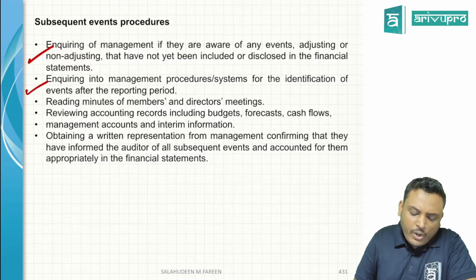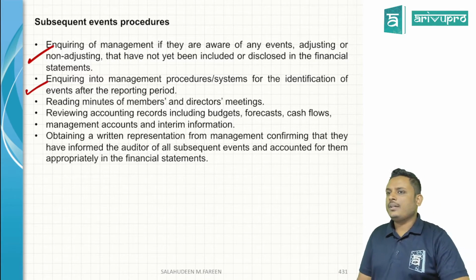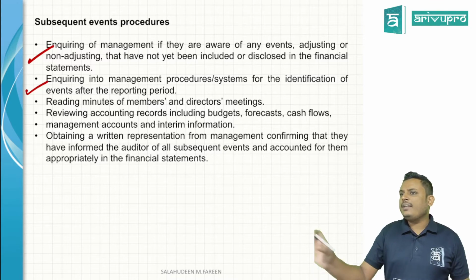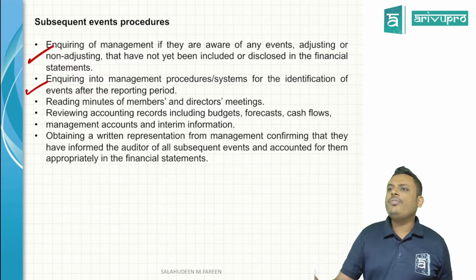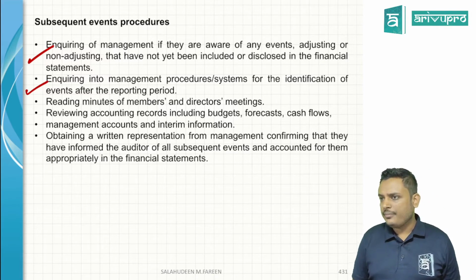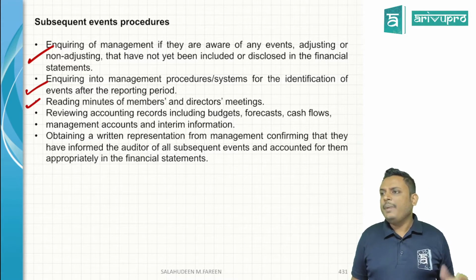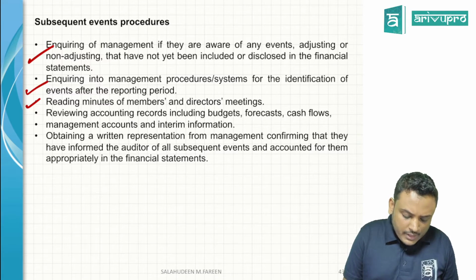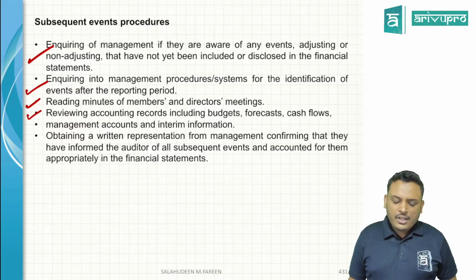Number two, inquiring into management procedures or the system to identify subsequent events. Management should maintain a control, a policy to identify subsequent events of the company. So you can inquire how you identify subsequent events for your organization. Third, reading board minutes and directors' meeting minutes to understand whether they discussed any subsequent event matters. Fourth, review accounting records including budget, forecast, cash flows.